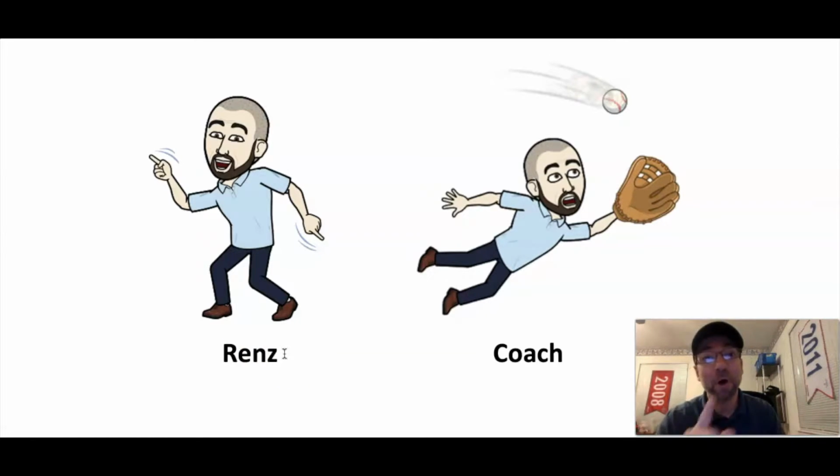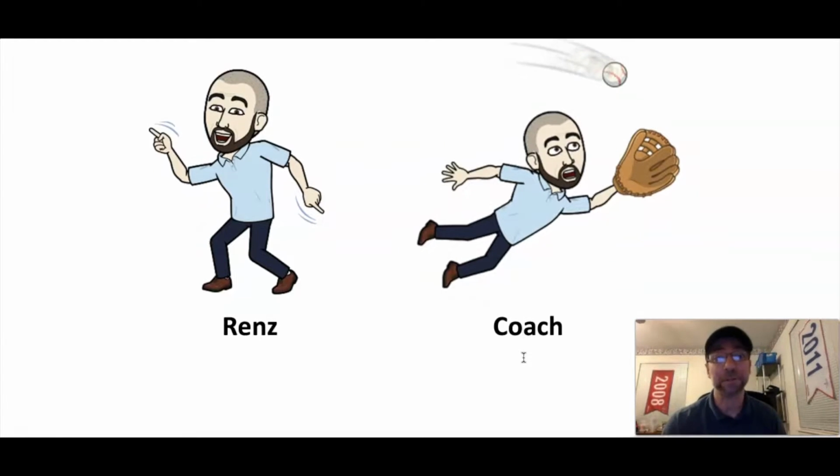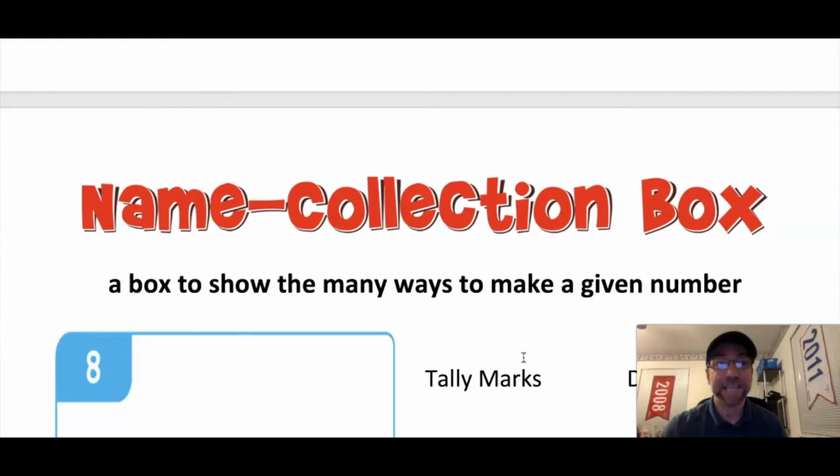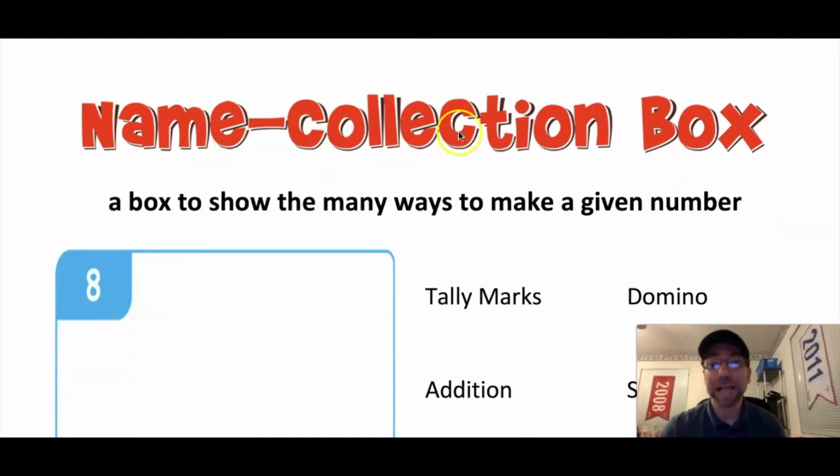You might have a nickname also. And then if I'm playing baseball, they might call me Coach. Hey, Coach. What do you want me to do, Coach? Where am I playing, Coach? So you can see that Mr. Enzi has a lot of different names. Well, so do numbers. Today, we're going to take a look at name collection box. A name collection box is a box to show the many ways to make a given number. Let's see what I mean.